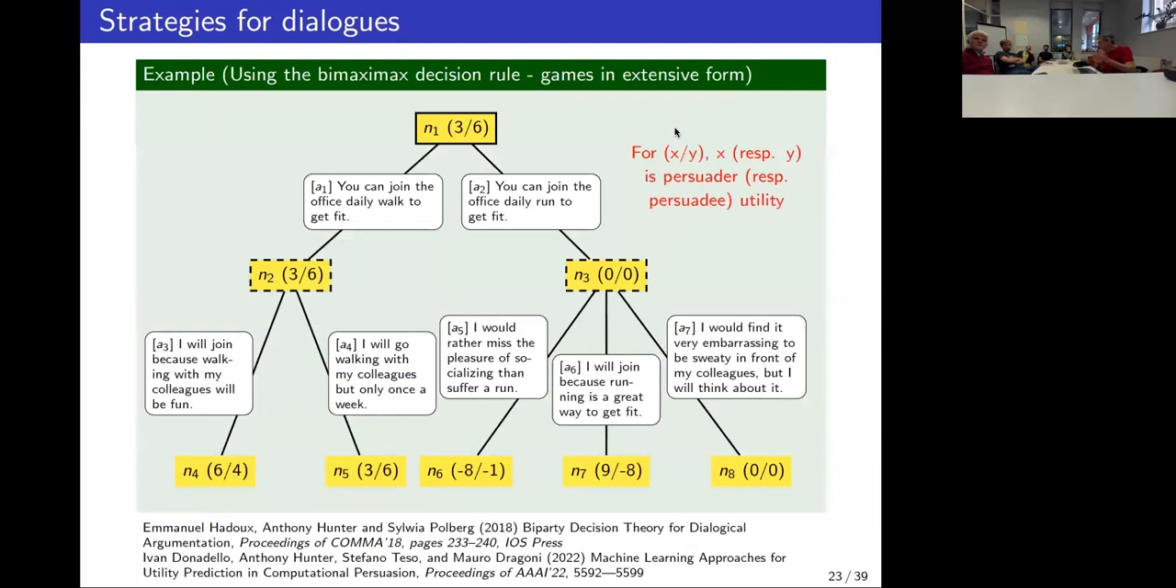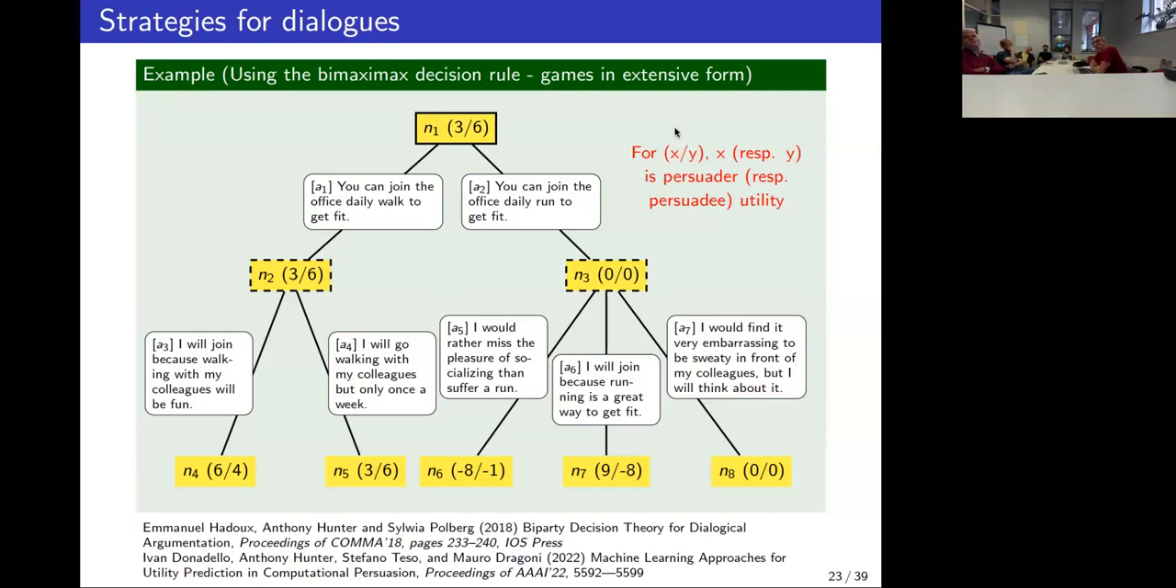More recently, and this will give you a little bit of an idea of this idea of games, we've been looking at games in extensive form. So here, this is a generalization of the idea, but should illustrate how you could use minimax as well. The idea is we've got two utility functions, one for the persuader and one for the persuadee. So if you look at the leaves, these are the values that we've assigned. So the first number is what the persuader would get out of getting to that point of the dialogue, and the second number is what the persuadee would get.